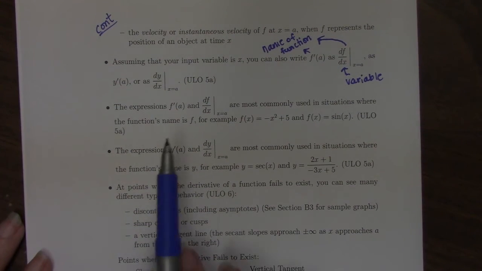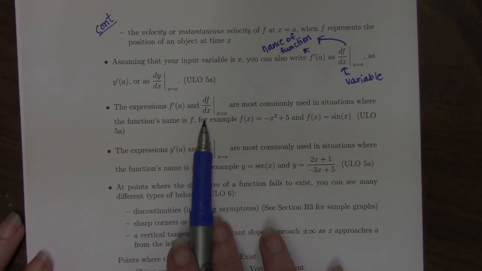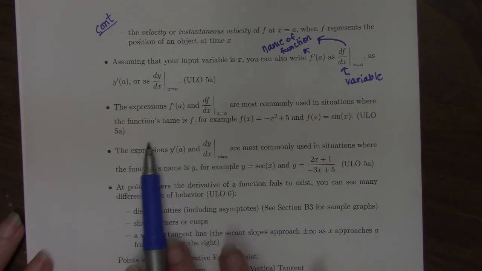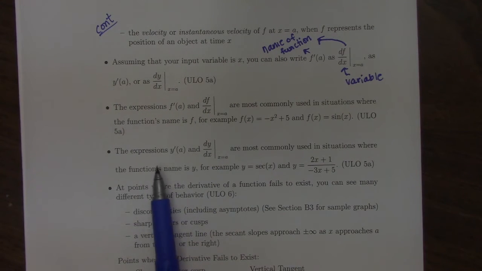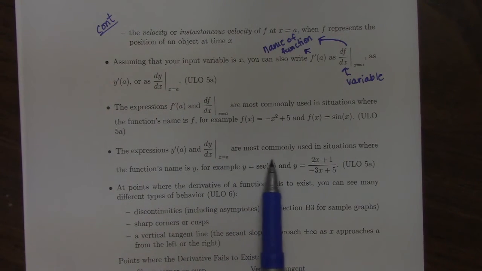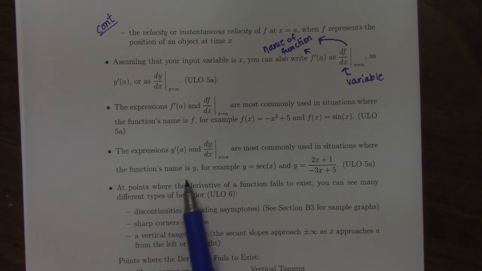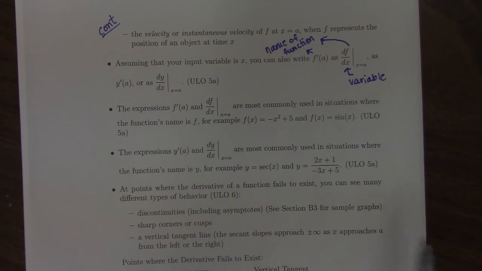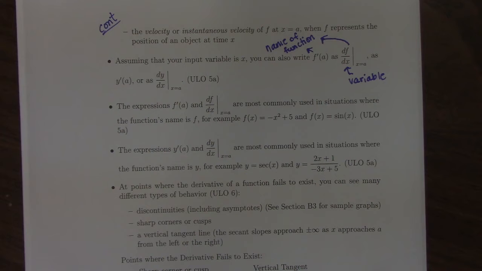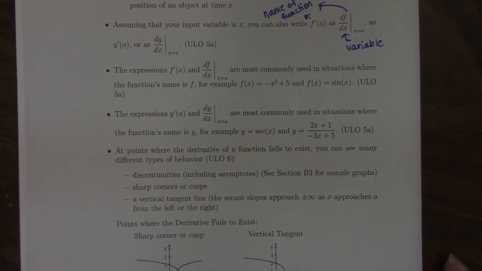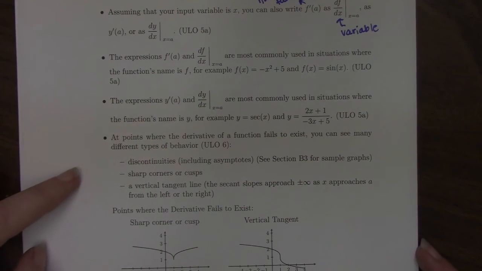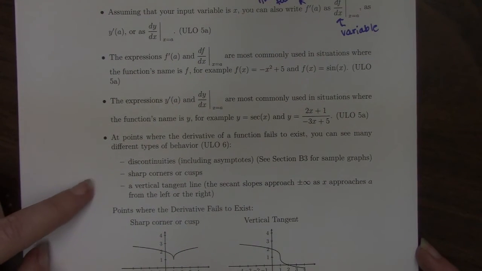The expressions f prime of a and df dx at a are most commonly used when the function's name is f. The expression y prime is most commonly used in situations where the function name is y. So you can see it's just a name. We don't always use f for specific functions. We don't always use y for specific functions. They're almost interchangeable.